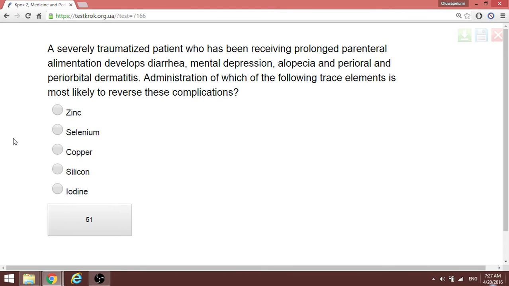You see, Krok, they like zinc a lot. So all these things, alopecia, perioral dermatitis, this is zinc.